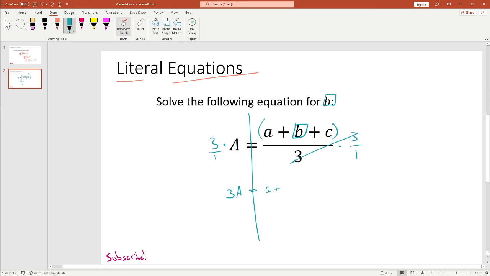c. My pen is no longer working. I wonder what happened to it. Here we go. a plus b plus c is on the right.